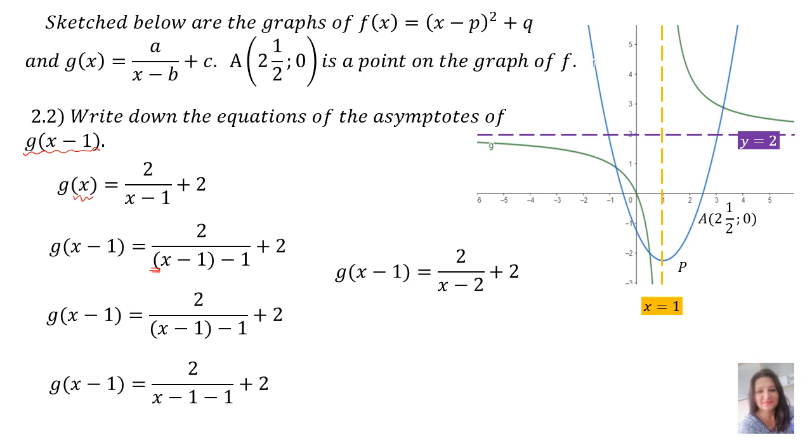And now the question wanted the equations of the asymptotes of that new graph. So where do you find the two asymptotes? On the x minus 2 and this plus 2. Therefore, your vertical asymptote will be x is equal to 2, and your horizontal asymptote will be y is equal to 2.